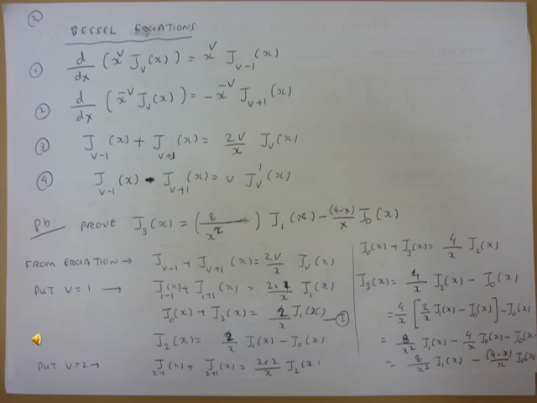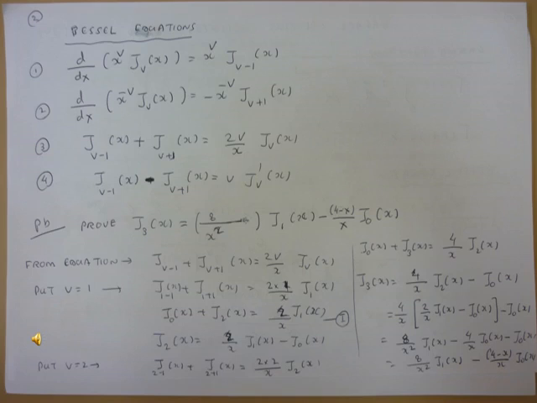The problem is given. Prove that J3(h) is equal to (8/h²)J1(h) − ((4−h)/h)J0(h). So from the equations we have to write down the general equation: J(v−1)(h) + J(v+1)(h) = (2v/h)J(v)(h). So this is the general equation.